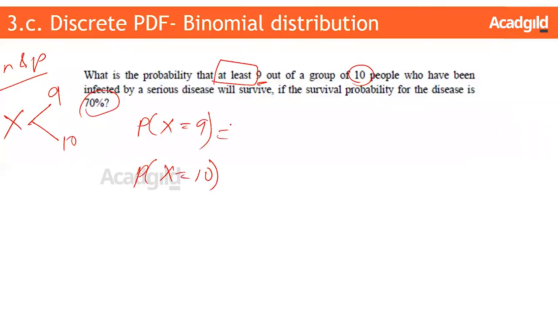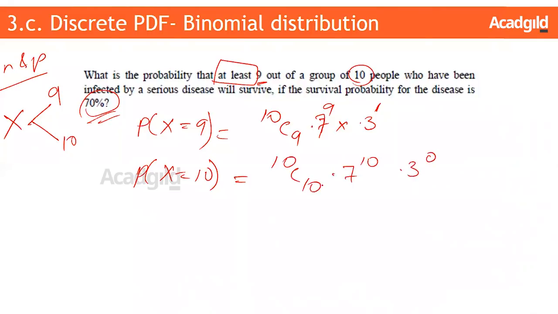What will be probability x equal to 9? 10C9 times probability of success is 70%, 0.7 raised to 9 times probability of failure is 1 minus 0.7, 0.3 raised to 10 minus 9, which is 1. What is the probability that all 10 of them will survive? That my random variable is 10 will be 10C10, 0.7 raised to 10 into 0.3 raised to 0.